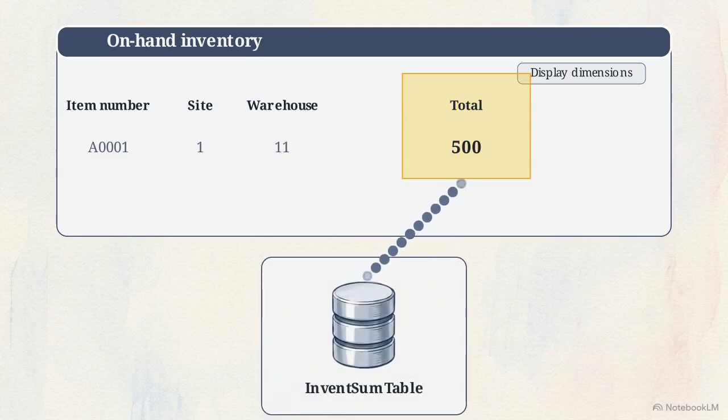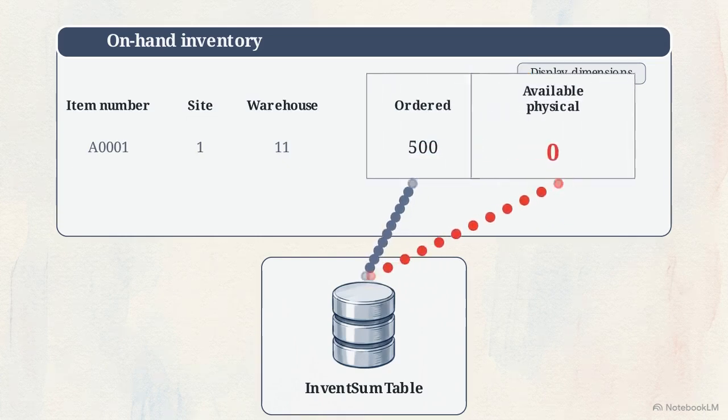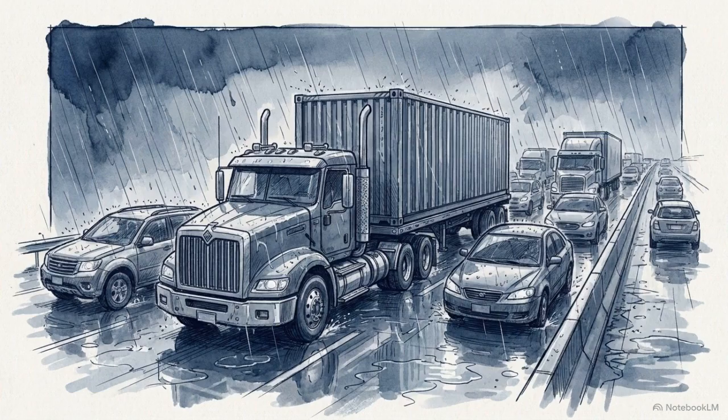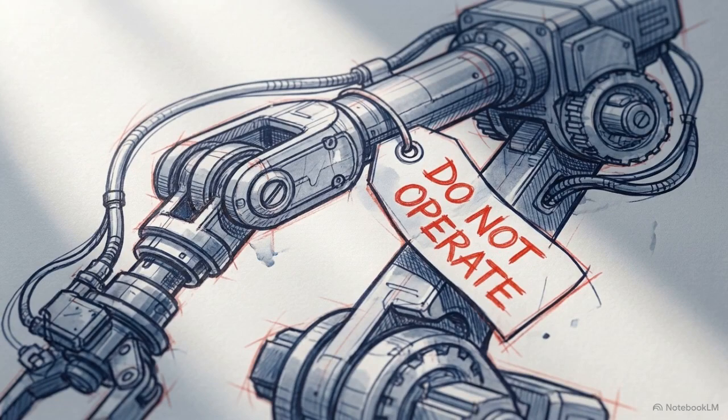D365 calculates inventory in real time, constantly pulling multidimensional data from the underlying invent sum table. The procedural fix requires the user to click the Display Dimensions dialog. This forces the system to stop aggregating and reveal the actual state of the inventory. Once applied, the data grid fractures to reveal the truth. The 500 units are actually trapped in an ordered status, while the available physical status drops to 0. The reality of the ordered status is clear. Those 500 units are sitting on an unreceived purchase order on a delayed truck. They are entirely useless for immediate production.